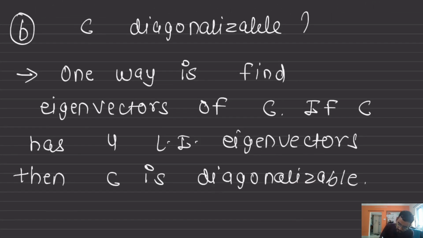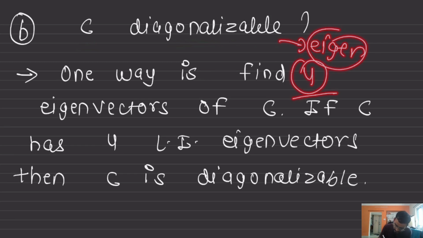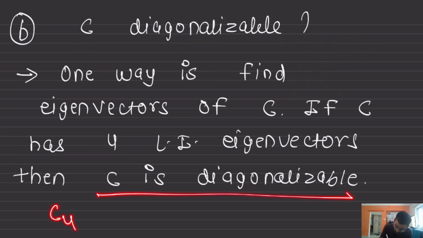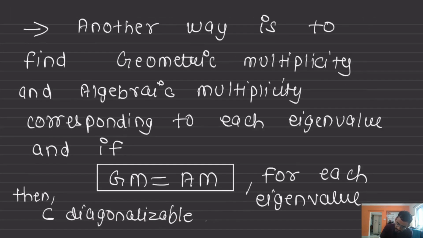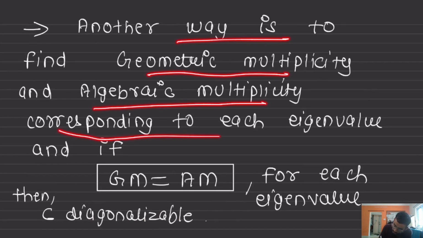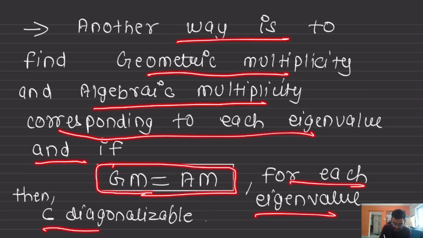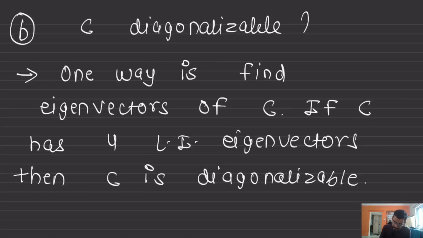Now we have to find whether C is diagonalizable or not. So one way is to find the eigenvectors of C. If C has 4 linearly independent eigenvectors, then C is diagonalizable, because C is a 4 cross 4 matrix. Another way is to find the geometric multiplicity and algebraic multiplicity corresponding to each eigenvalue, and if geometric multiplicity is equal to algebraic multiplicity for each eigenvalue, then we can say C is diagonalizable. And these are two lengthy methods.